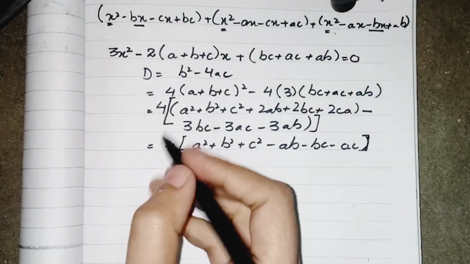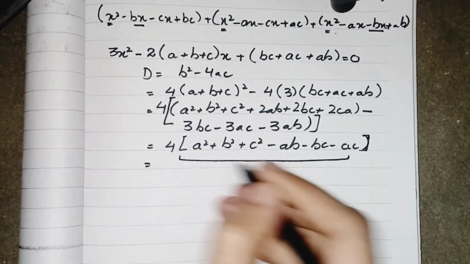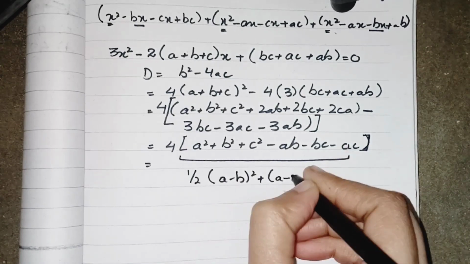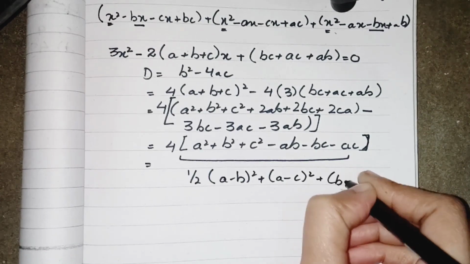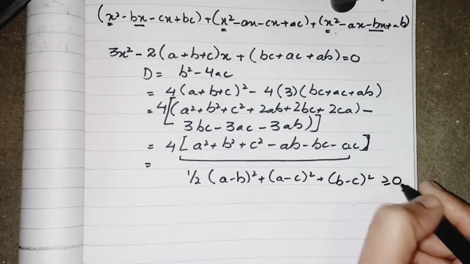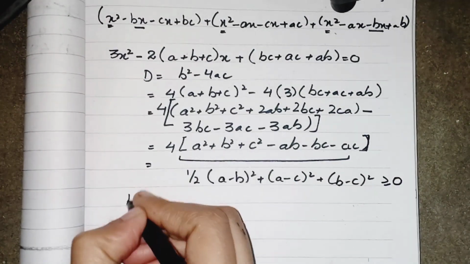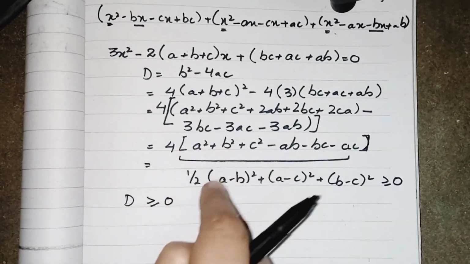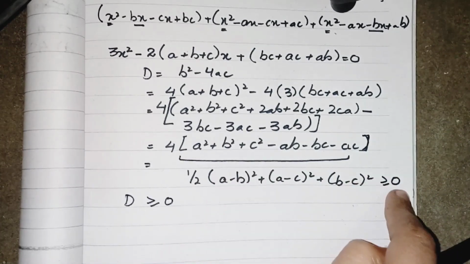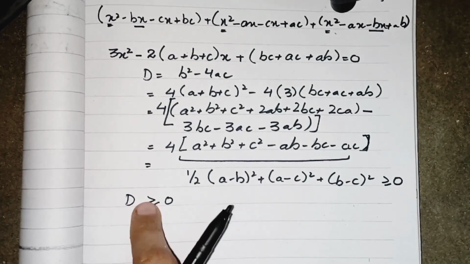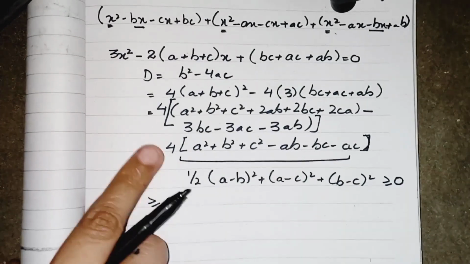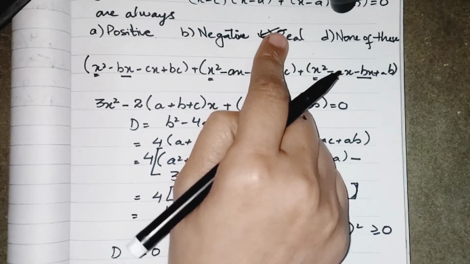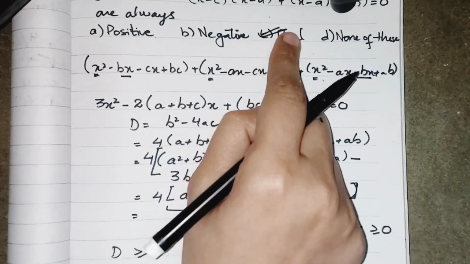And we learned in our previous classes that it is equivalent to 1 upon 2 times [(a minus b) whole square plus (a minus c) whole square plus (b minus c) whole square], which is greater than or equal to 0 always. So we can say that D is greater than or equal to 0, which means our answer should be C, which means our roots will be real. Either they are distinct or equal, but they are real.